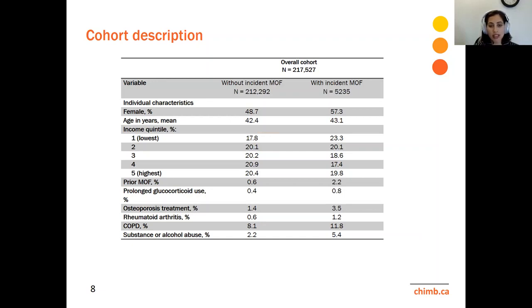Cohort members who had an incident MOF were more likely to be female, slightly older, and to be in the lowest income quintile. They were also more likely to have a prior MOF, to have used glucocorticoids, and to have a diagnosis of rheumatoid arthritis, COPD, or alcohol abuse.